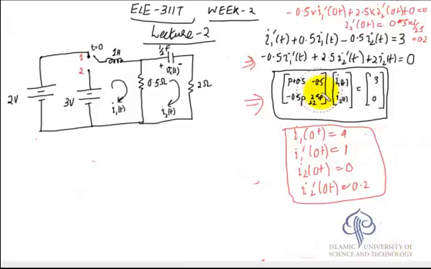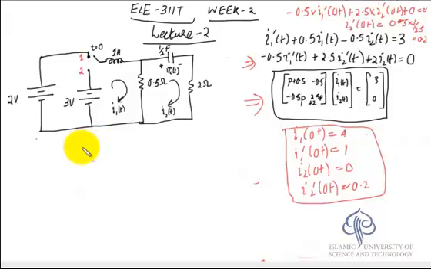So we have written down the differential equations for the two mesh currents. We have found out the initial conditions for the two mesh currents. Now we just need to put in the knowledge of differential equations as we know to finally write down the solution for the system.